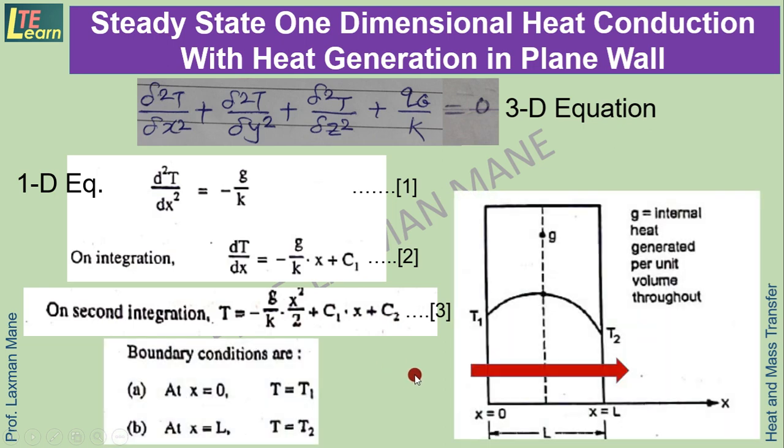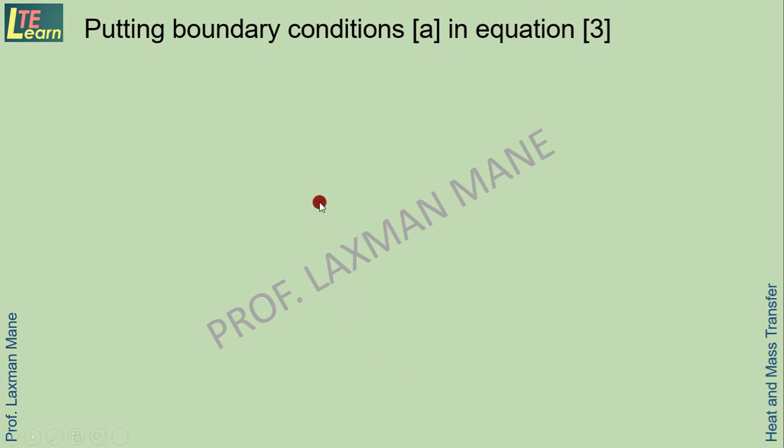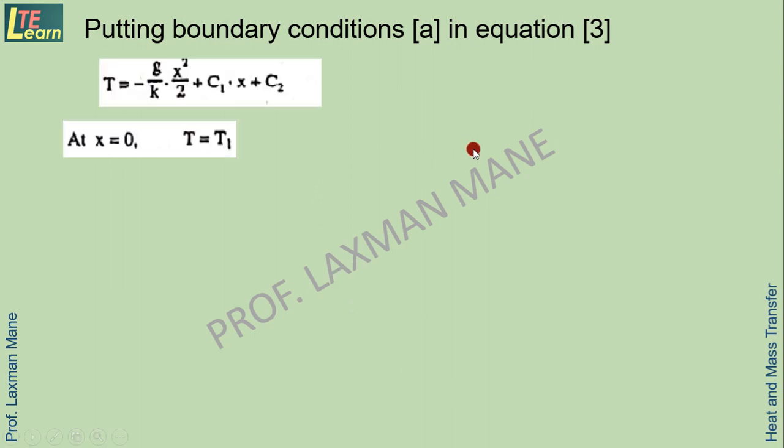Now we will use the boundary conditions. The boundary conditions are: at the left face, x is equal to 0, the temperature is T1. At the right face of the wall, at x is equal to L, the temperature is T2. So putting boundary condition A in equation 3, this is the first boundary condition.